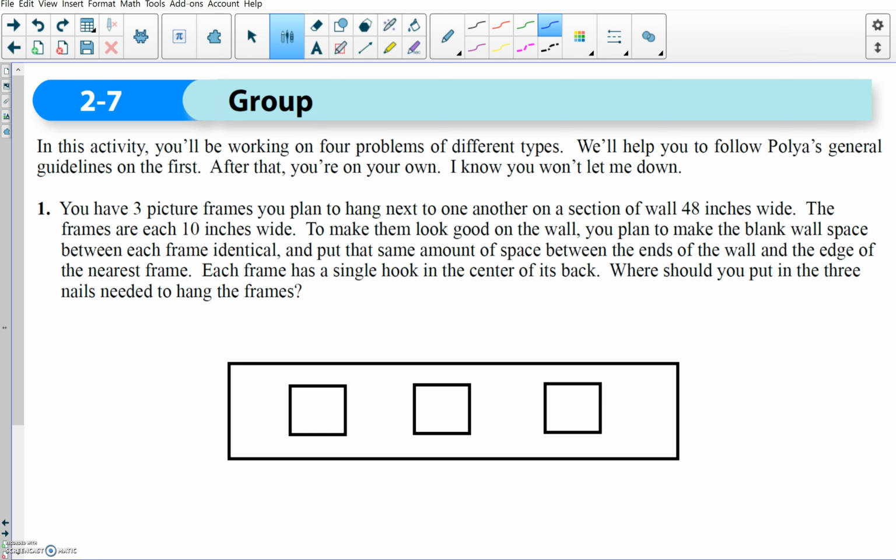So the very first problem from our textbook on page 140 talks about you have 3 picture frames that you plan to hang next to one another on a section of the wall 48 inches wide. The frames are each 10 inches wide. To make them look good on the wall, you plan to make the blank wall space between each frame identical and put the same amount of space between the ends of the wall and the edges of the nearest frame as well be identical. Each frame has a single hook in the center of the back. Where should you put the 3 nails needed to hang the frames?